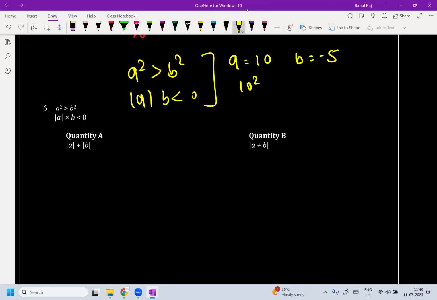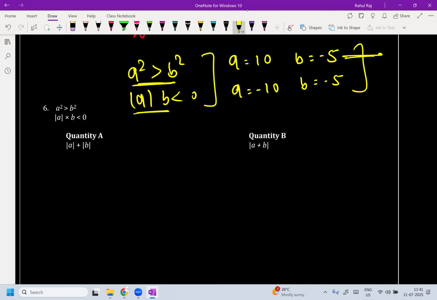10 square is greater than 5 square. And can I say mod 10 into negative 5 is less than 0, right? Yeah. Both are satisfying. Now come here. If I take a is equal to minus 10 and b is equal to minus 5, still both are satisfying, yes or no? Check. Yeah. Both are satisfying. Now we have two sets of values. Let's check now exactly what happens.